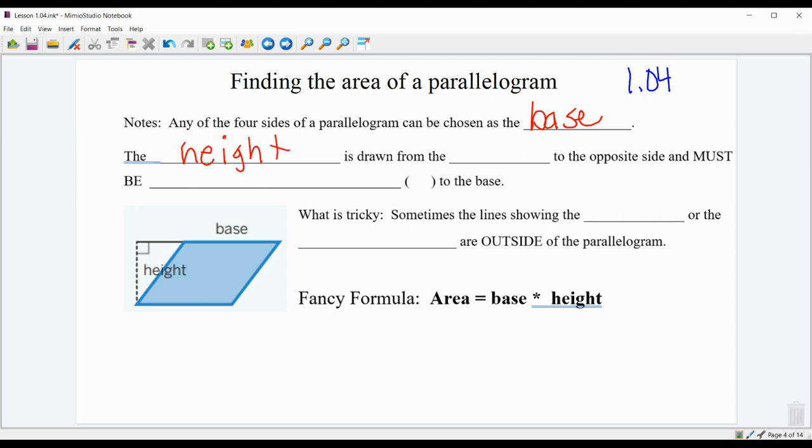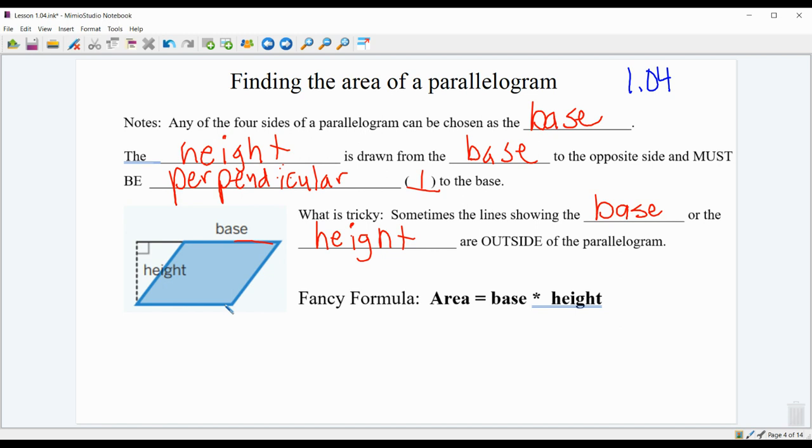The height is drawn from the base to the opposite side and must be perpendicular to the base. And this is the little symbol in geometry in a sentence that means perpendicular. What's tricky is that sometimes the line showing the base or the height could be outside of the parallelogram. So notice this is the base and they just extended it to do the height.